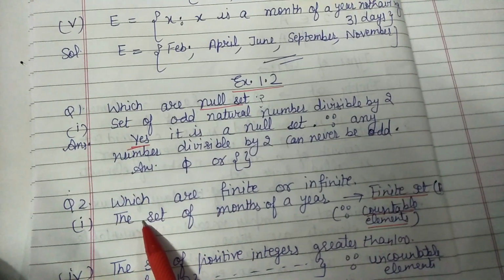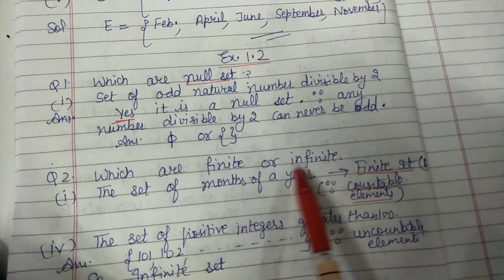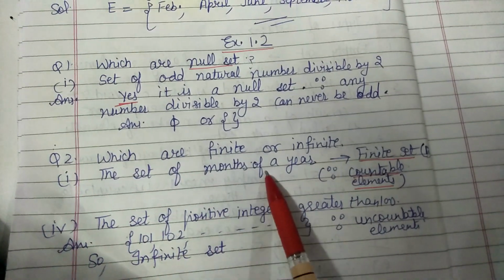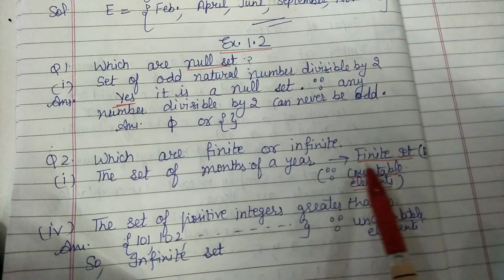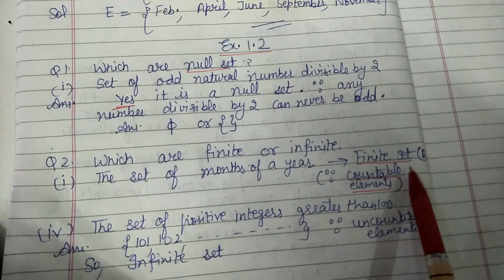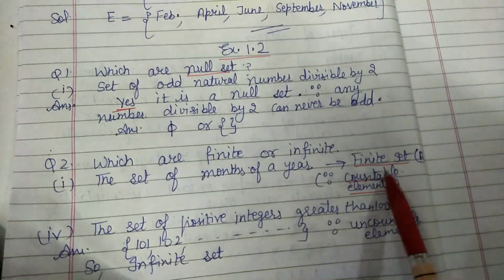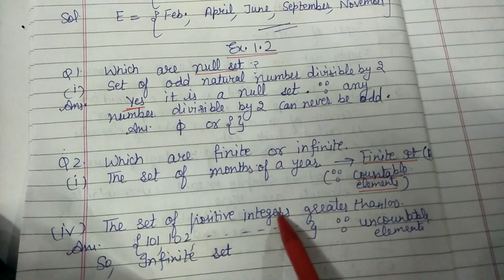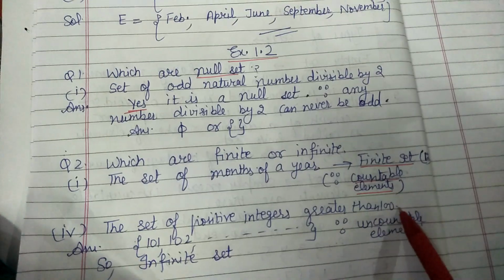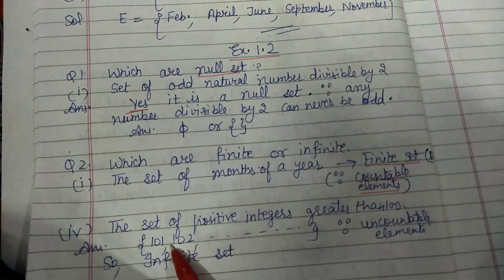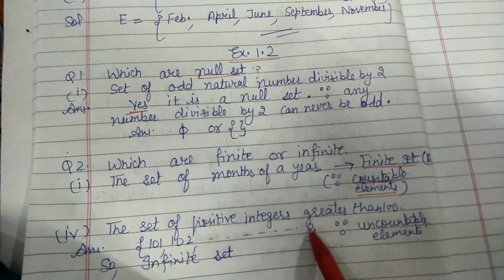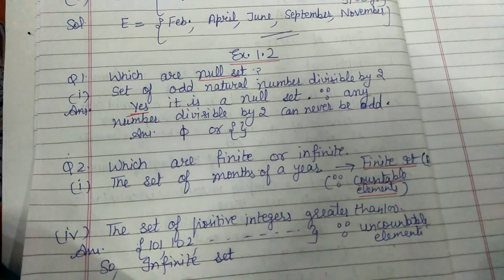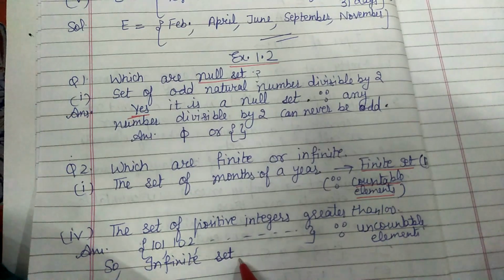Question number 2. Which are finite or infinite? Number 1 part, the set of months of a year. Because there are 12 months, they are countable, so this is a finite set. Fourth part, the set of positive integers greater than 100. They are 101, 102 and so on. Because there is no end, uncountable elements, we call them an infinite set.